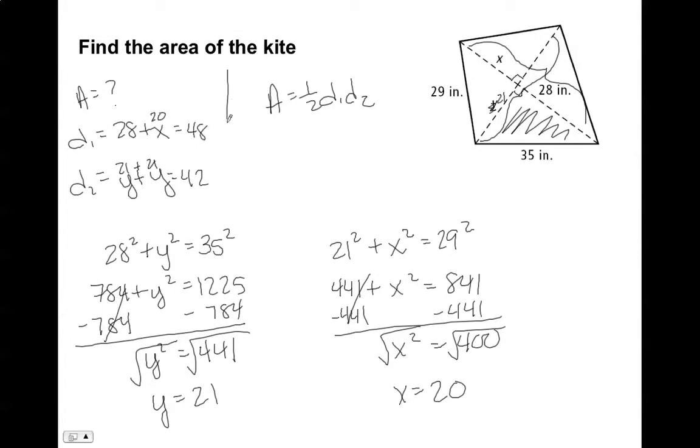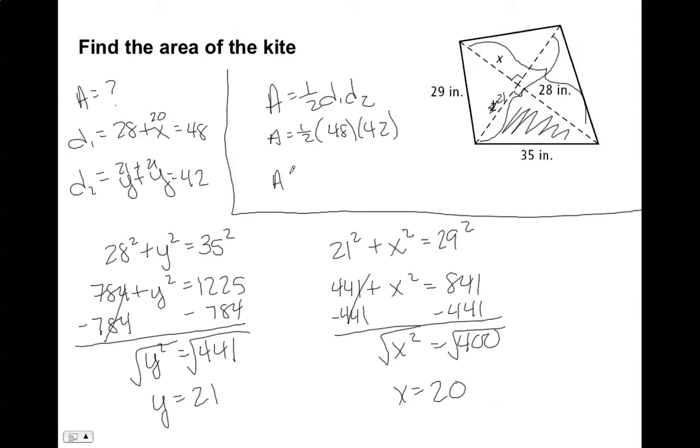So now we can substitute in to our area formula. Area equals 1/2 times 48 times 42. And when we multiply these 3 numbers together, we get that the area is 1,008 inches squared. So keep in mind that to find area, you could use multiple formulas in order to get all the pieces that you need within that one area formula. So be looking out for those.